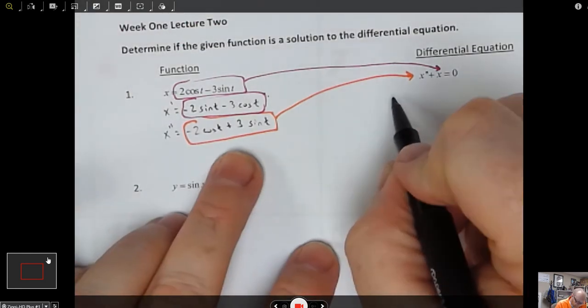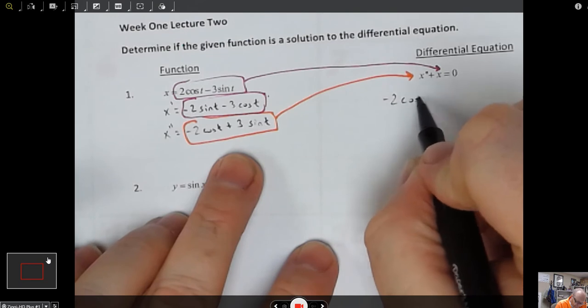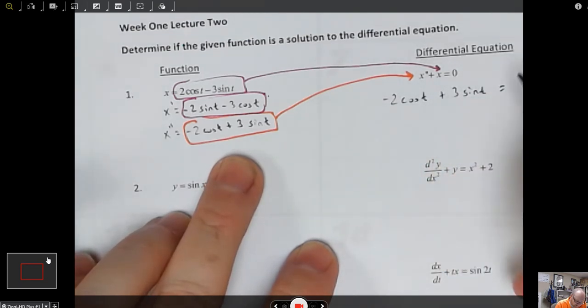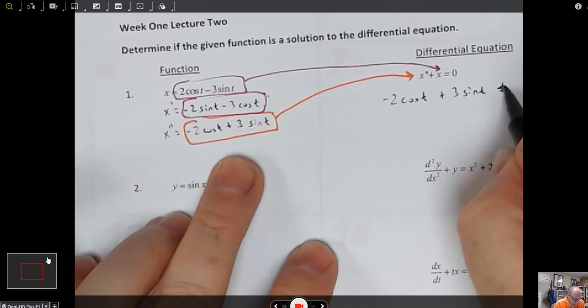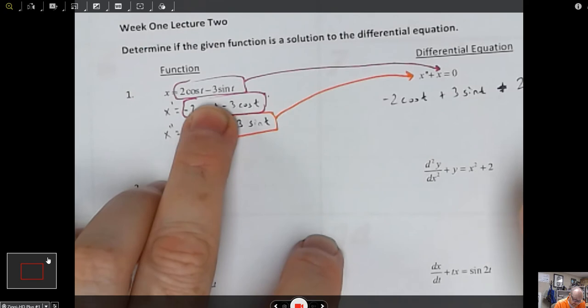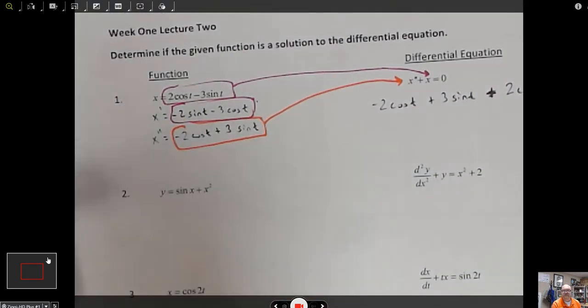So x double prime, we have negative 2 cosine t plus 3 sine t, plus the original function, which is 2 cosine t minus 3 sine t. And I want to know, is that really indeed a 0?